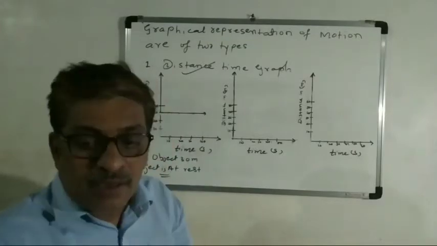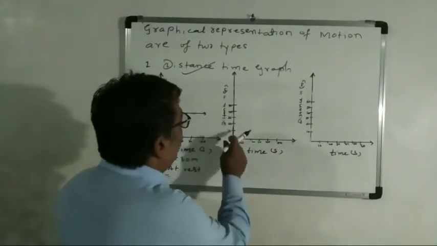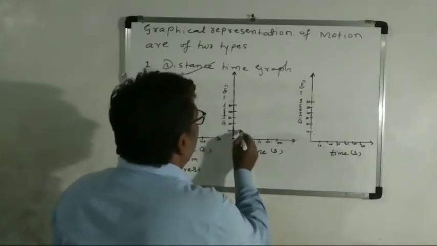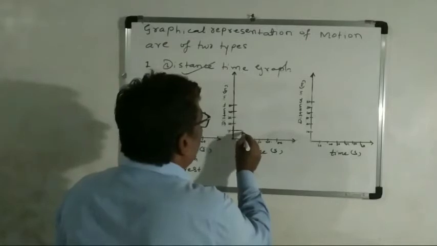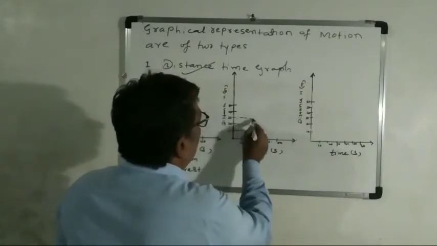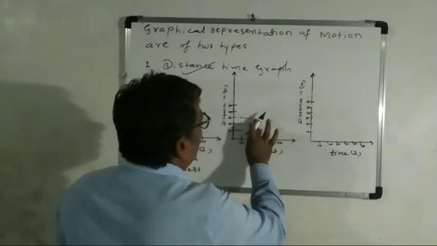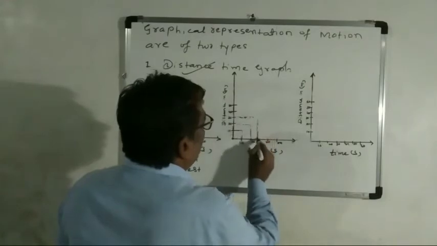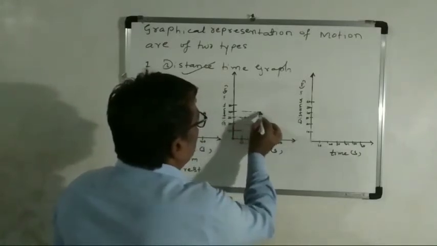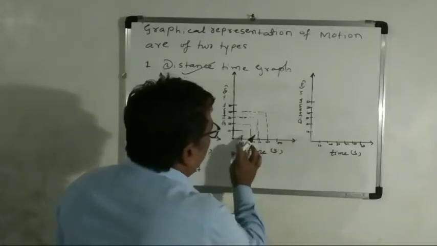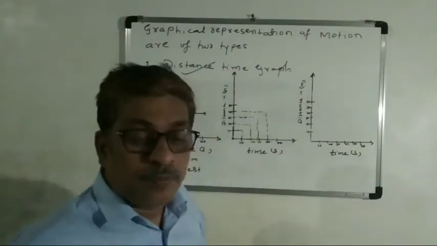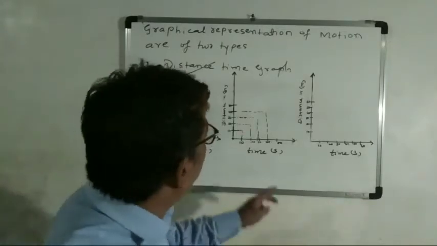Now we will see the second one. In the second graph, the object starts at 0. After 10 seconds, it moved 10 meter. And after 20 seconds, it moved up to 20 meter. After 30 seconds, it moved up to 30 meter. Now, after 40 seconds also it moved up to 40 meter. See, every 10 seconds, 10 meter it moved. So the object started with 0, and after 10 seconds, 10 meter, next 10 seconds, next 10 meter, like this.